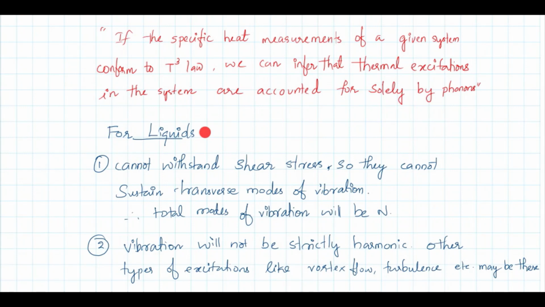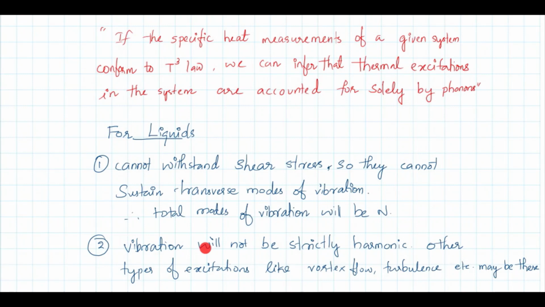Now, all these are developed for solids. Till now we are talking about solids, but in the case of liquids also we can apply this theory with some modifications. So for liquids, what are the modifications? First, a liquid cannot withstand shear stress. When you apply a tangential force, it will flow. So liquids cannot sustain transverse modes of vibration. There will be only longitudinal modes. So the total number of modes will be simply N.